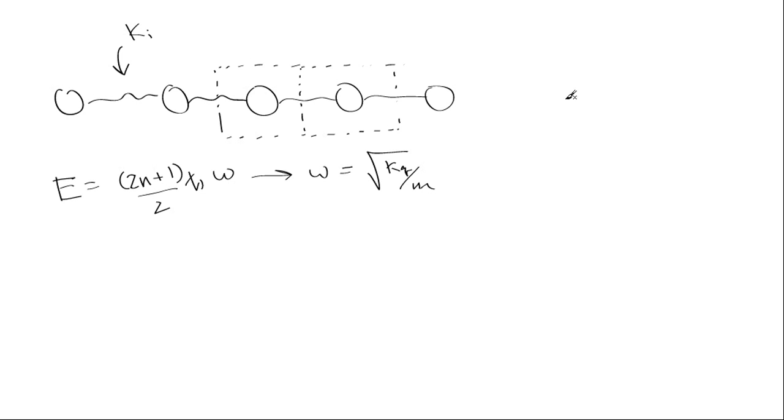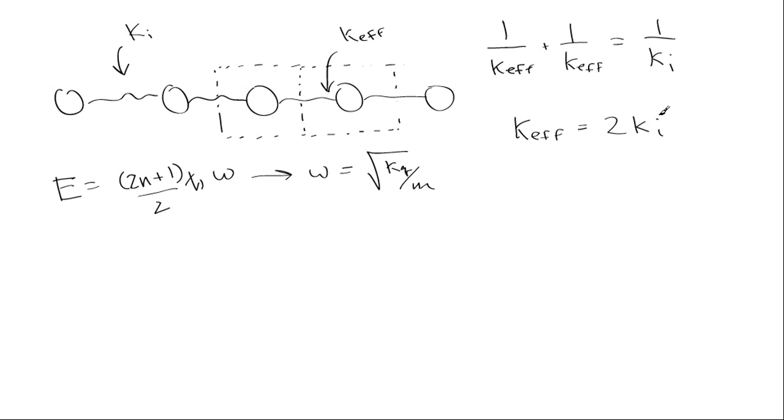So the idea is that the spring constant for one of these atoms is given by these two half springs. So this half spring is in series with this other half spring. So if we call the half spring spring constant K effective, then for series springs, 1 over K effective plus 1 over K effective is equal to 1 over K interatomic, which tells us that K effective is equal to 2 times K interatomic spring constant.